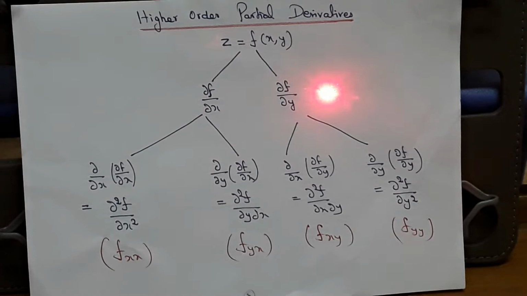Similarly, we can understand this also. The partial derivative of dou f by dou y with respect to x means dou square f by dou x dou y, and that is represented by f suffix xy. Similarly, this one is f suffix double y. So in this way we can find the higher order partial derivatives of a given function.